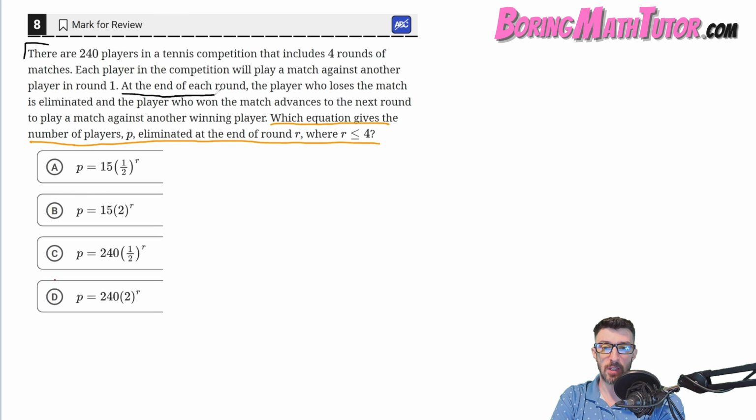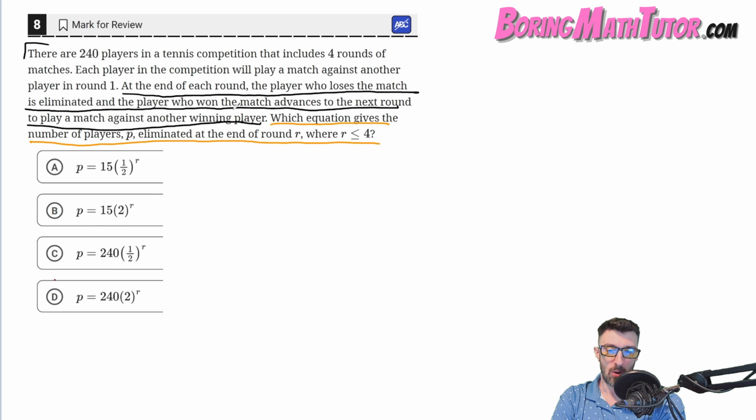At the end of each round, a lot of times you got to skip ahead until you get to the important information. At the end of each round, the player who loses the match is eliminated, and the player who won the match advances to the next round to play a match against another winning player. Okay, so they want to know how many players are going to be eliminated at the end of round R.